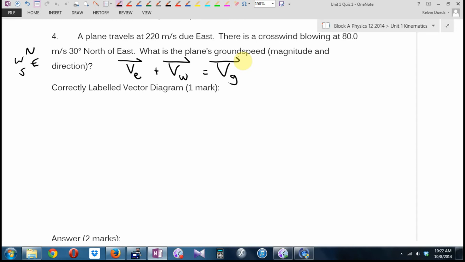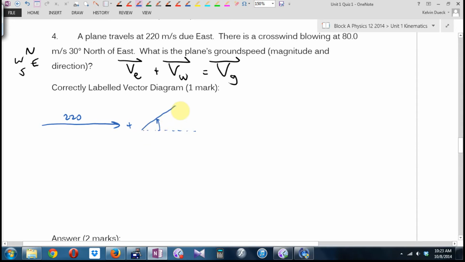Okay. Let's be really careful. 220 plus. Ryan, can you read to me the crosswind, please? Magnitude and direction. 80 meters per second, 30 degrees north of east. North of what? East. So I'm going to draw east first. What of east? I'm going to go north. How many degrees north? 30. So it's going to look like that.